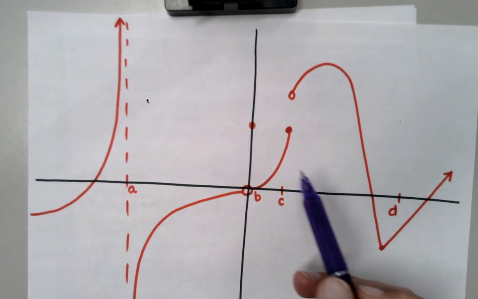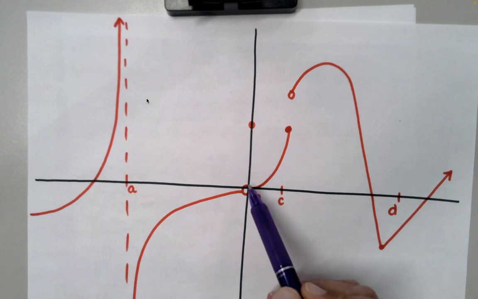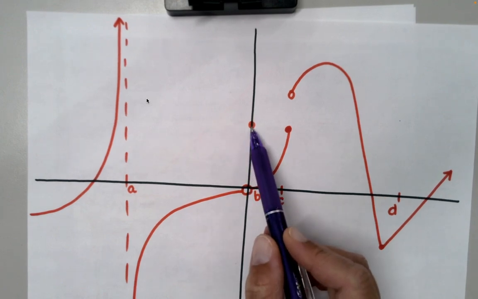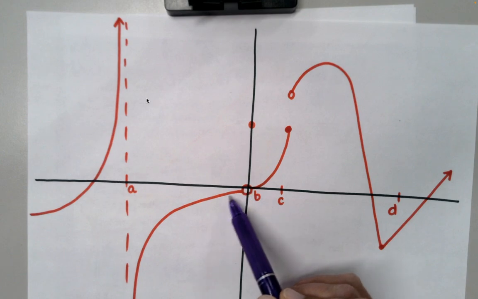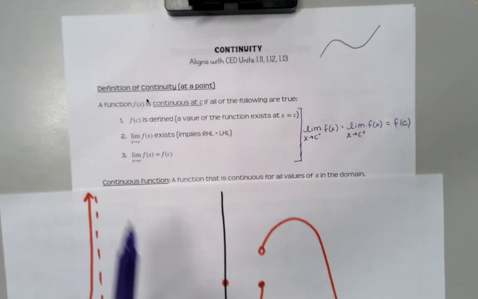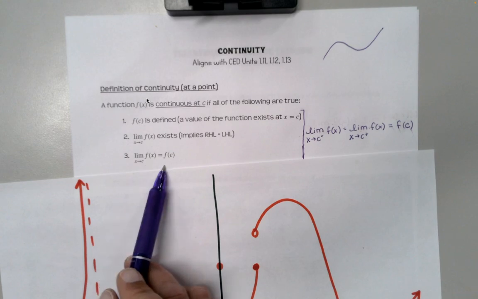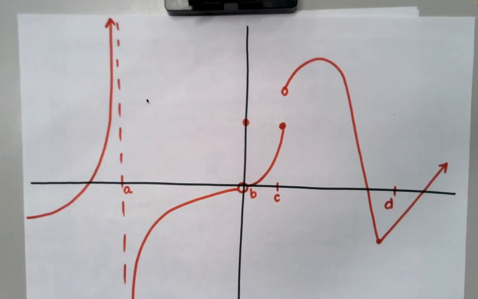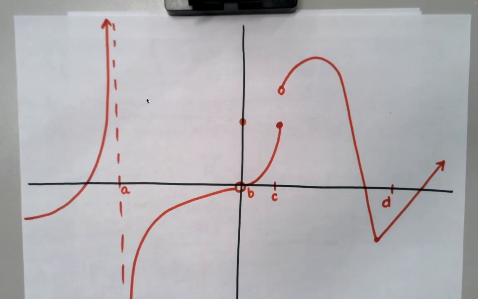I have a function point. The problem is they're not the same, right? The function value is up here and the limit is down here. And so this is an example of violating that third piece where the limit is not equal to the function value. I did throw one other point on here because I just wanted to make sure we talked about what it means to be continuous.